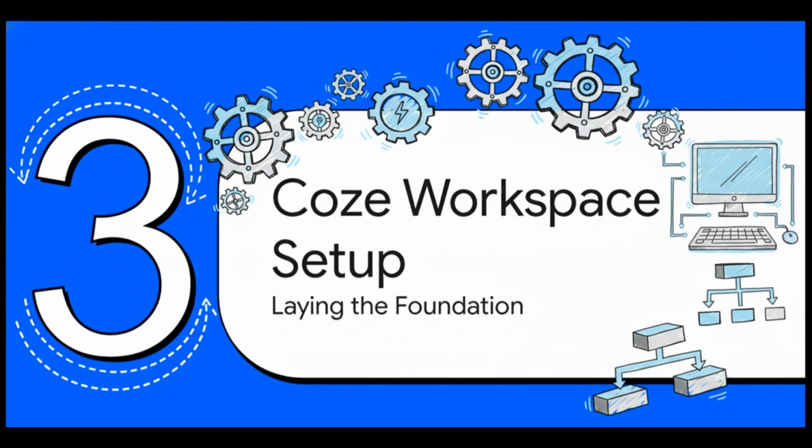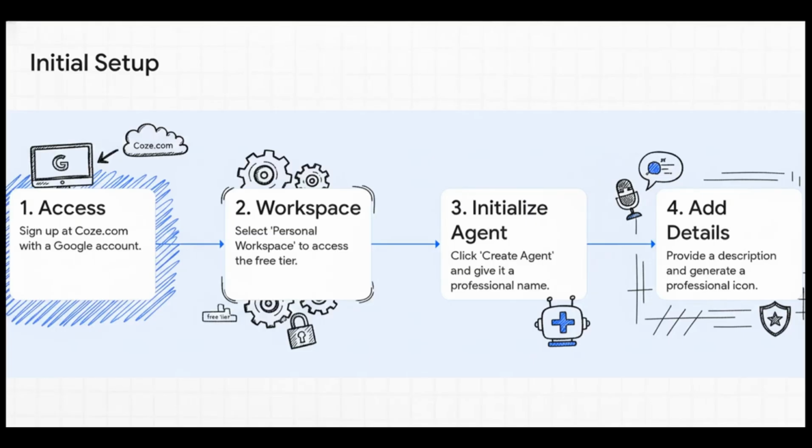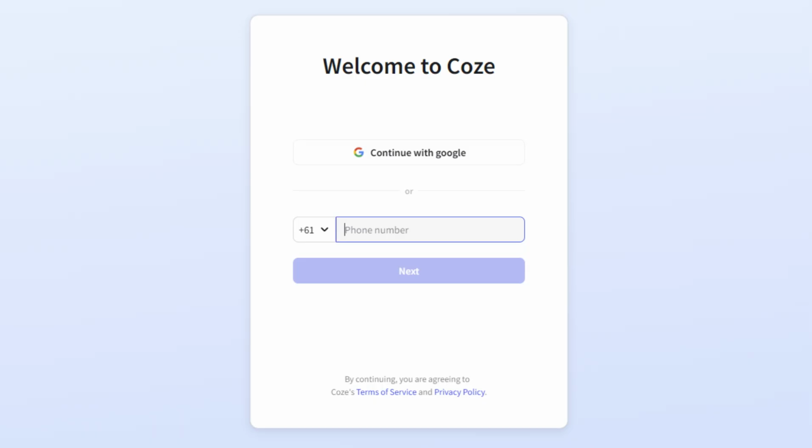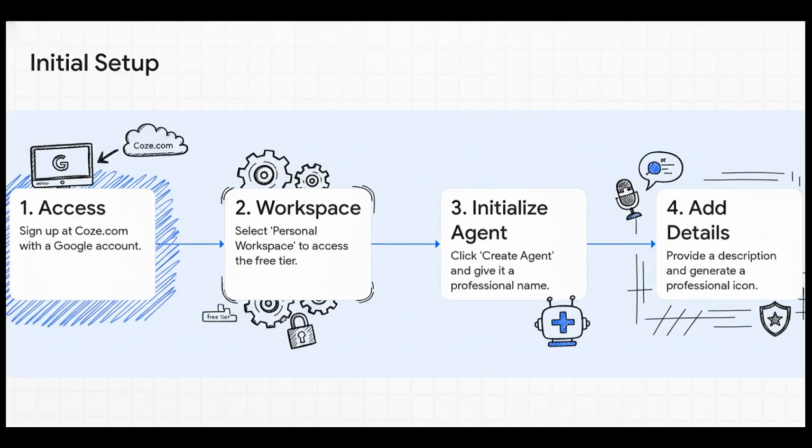All right, theory's over. Let's get our hands dirty and actually see how all this comes together. We're going to start by setting up our digital workshop in Coze. Okay, first things first. Head over to Coze.com and sign up with your Google account. It's super fast. Once you're in, make sure you create a personal workspace. That's what gets you access to all the free goodies.